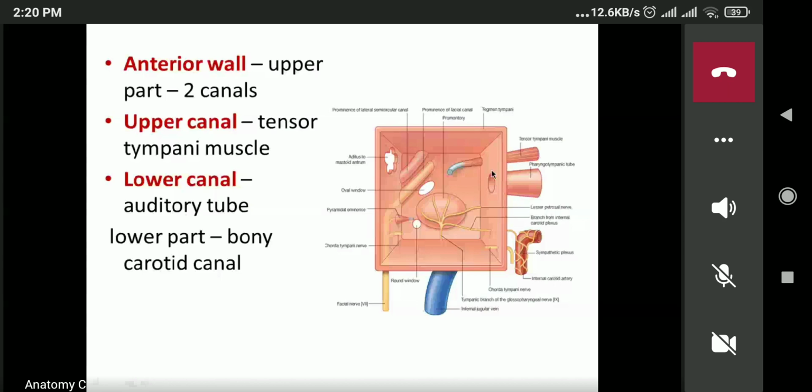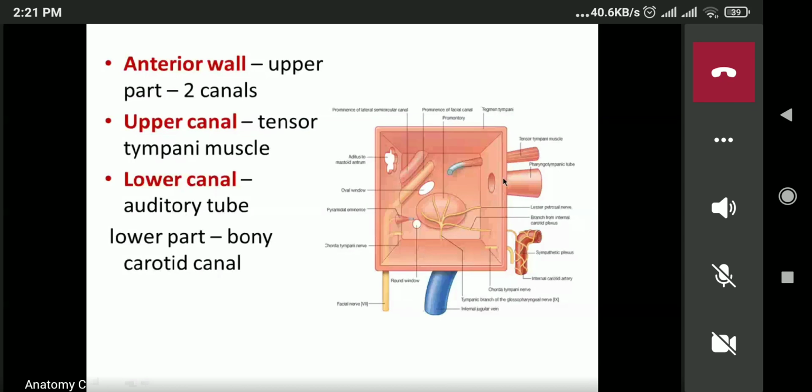Now in the anterior wall of the middle ear cavity, you can see there are three canals here. In the upper part there are two canals, and this is the lower one. In the upper part of the anterior wall, you will find the tensor tympani muscle, and in the lower part, another canal lodges the auditory tube. This is the pharyngotympanic tube, or the auditory tube.